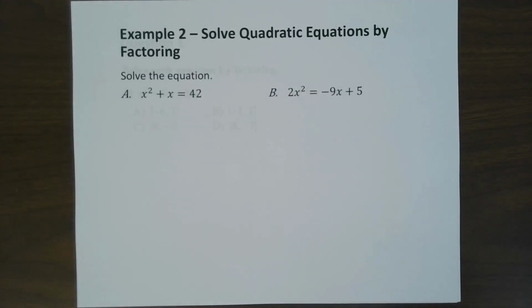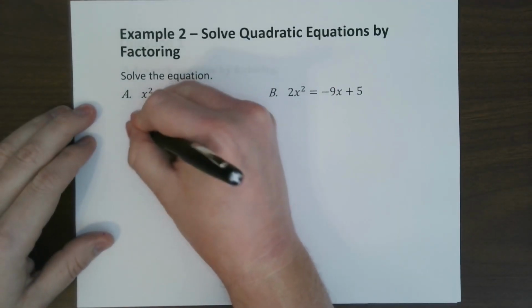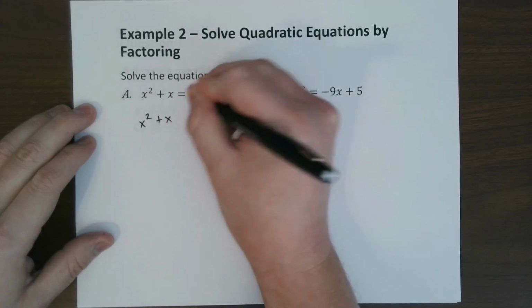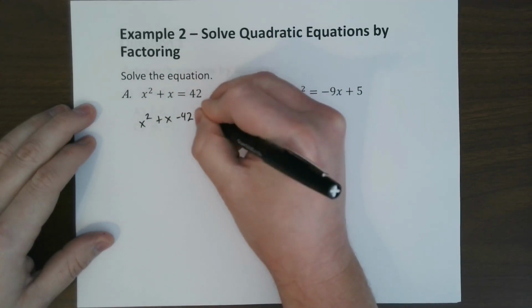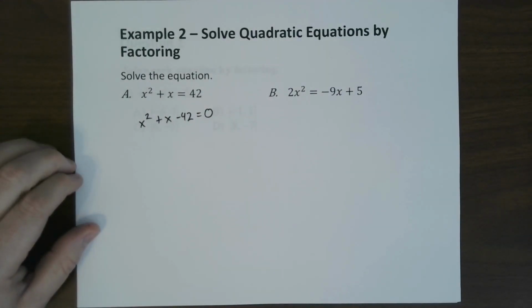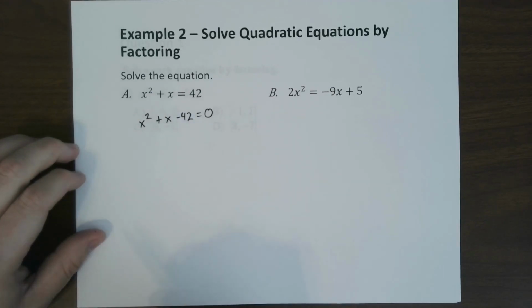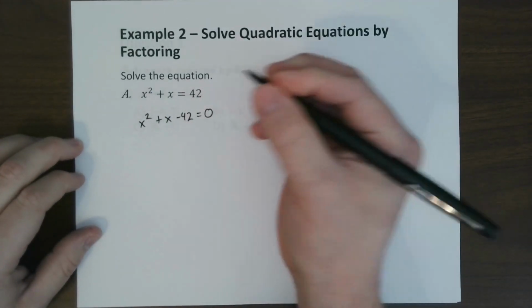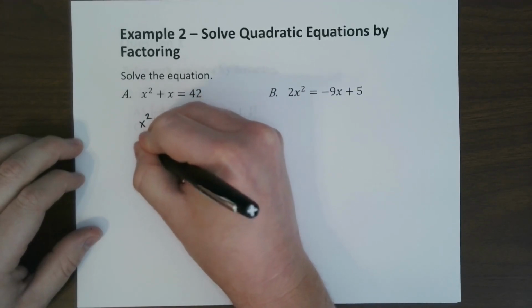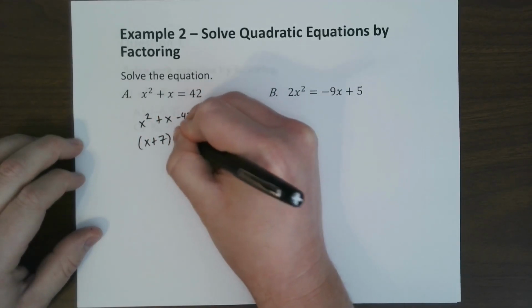So how do we do this by factoring? How do we solve these equations by factoring? What solving means is find x. What is the value of x, or what are the values of x for that matter? So first thing we do is we get this equal to 0. We do this by subtracting 42 to the left side. Now we're going to go ahead and factor this. So what two numbers multiply to 42 and subtract to 1? Basically, we would get x plus 7 and x minus 6.